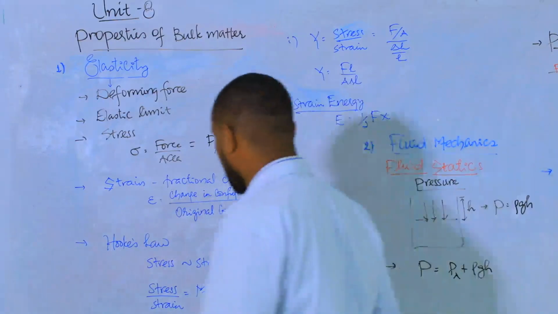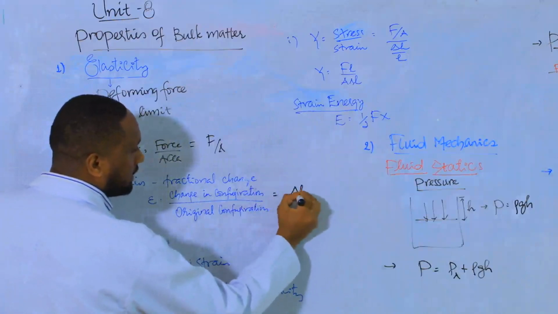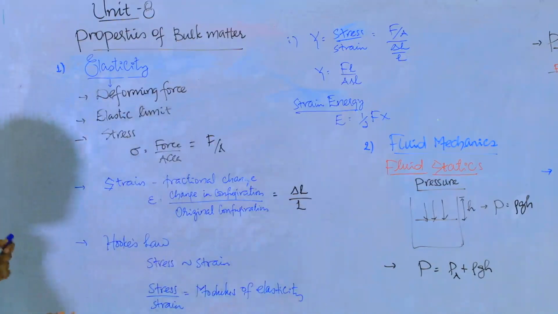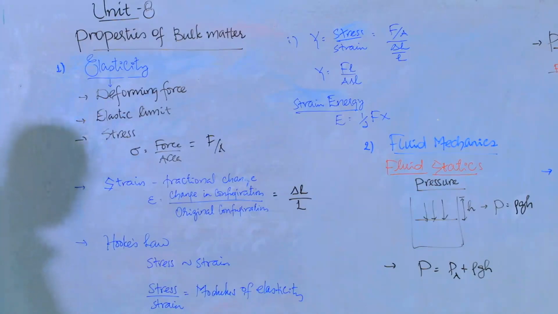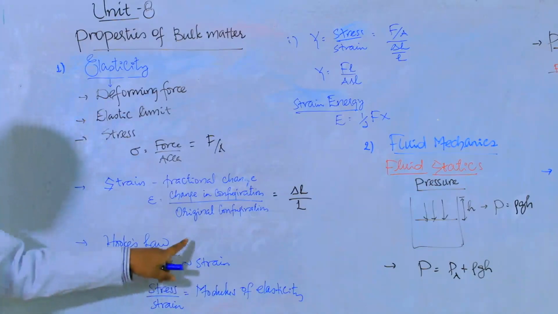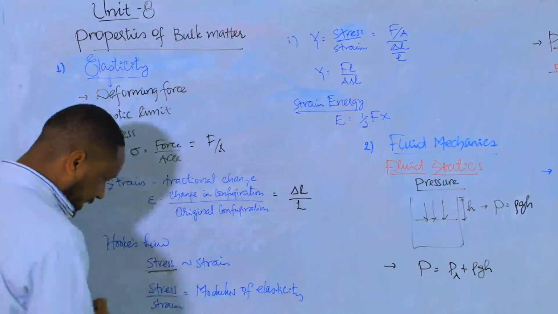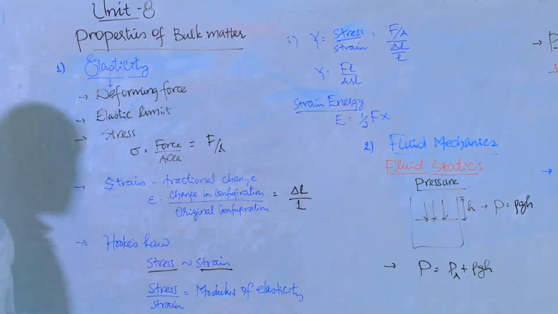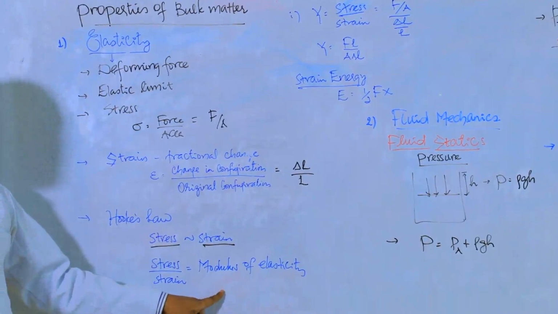Okay, for example, for tensile strain, it can be change in L divided by original length, or it can be change in A over original area, okay? So these elastic materials are governed by what we call Hooke's law. Hooke's law simply states that the stress we exert on objects is directly proportional to the strain. So stress divided by strain is called the modulus of elasticity of the material.